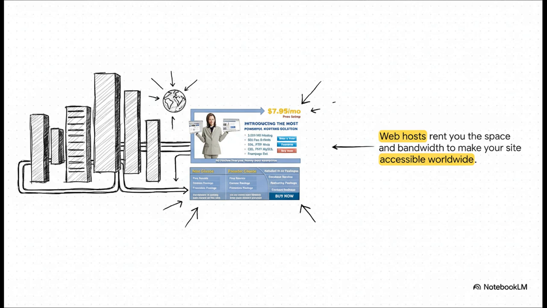And the companies that do this are called web hosting providers. They're basically digital landlords. They own these massive buildings full of servers, and they rent out little apartments or plots of land on them. They handle all the tough stuff, and they give you the space and the bandwidth. That's the amount of traffic that can visit, so your site is accessible to everyone, everywhere.